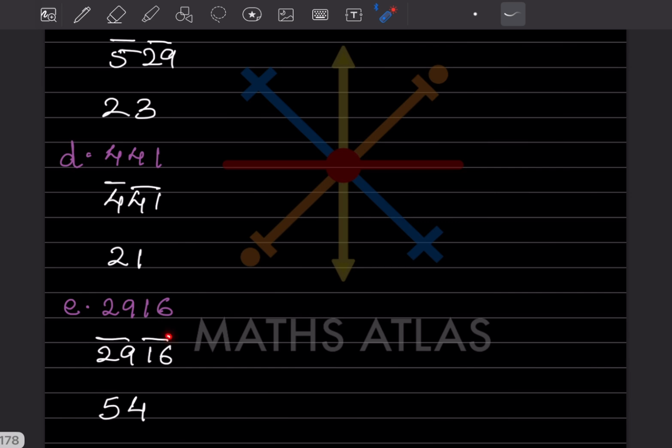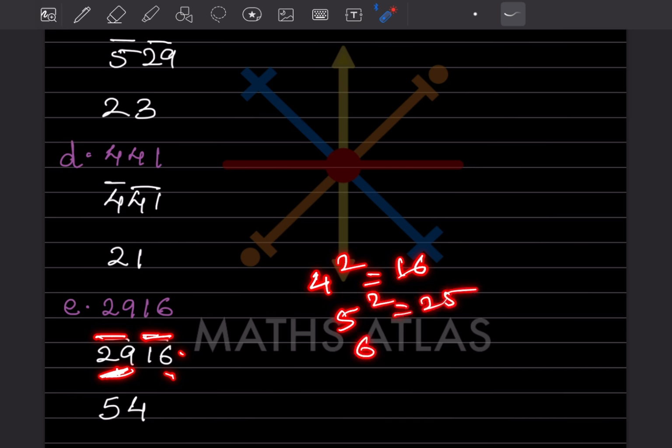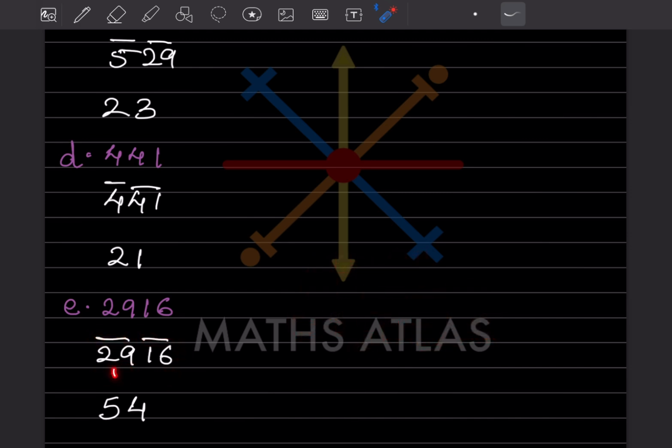Now again for this one you are going to pair 2 to each here. So now you are going to look at this number 29. 29 means 4 square is 16, 5 square is 25 and 6 square is 36. So 36 is not possible. So we can write for 5 square is 25. So here we can write for this one as 5.